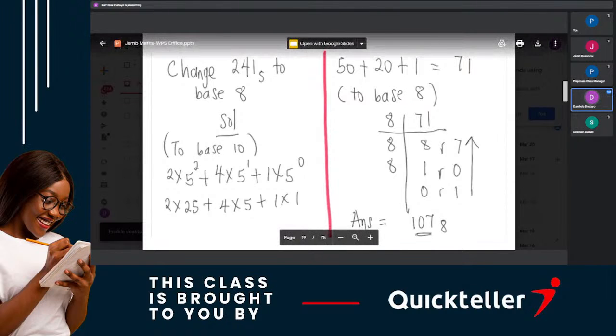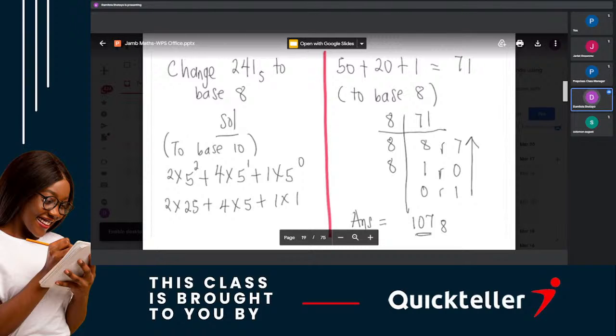Now, 2 times 25 is 50. 4 times 5 gave me 20. 1 times 1 gave me 1. That gave me a total of 71. This is the answer in base 10. But the question said change to base 8. So I must first change to base 10, and I've done it, and I got 71.